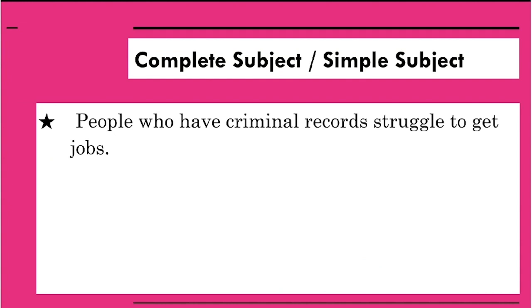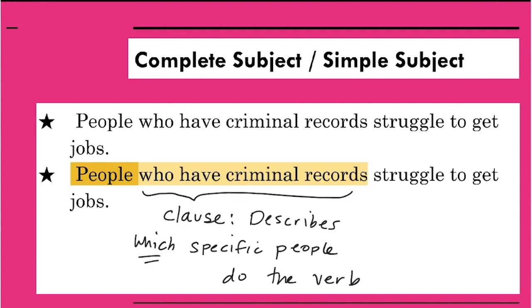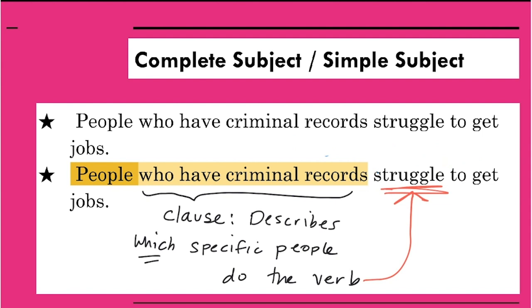What's the subject? The simple subject? Yeah, people. And the complete subject? You've got it. If you notice that the verb is struggle, it will help you figure out who struggles, and that's people who have criminal records.